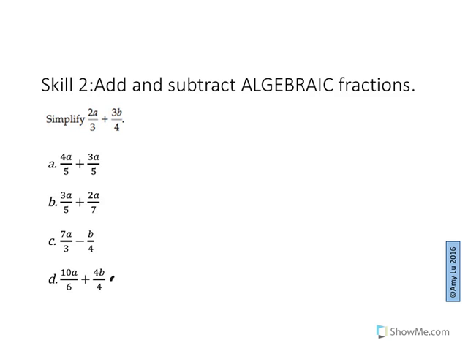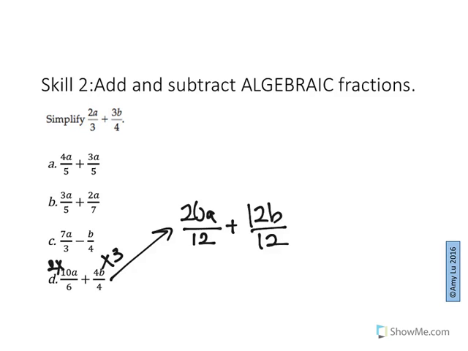And then finally the last one, you can work with a common denominator of 24, but I will work with the lowest common multiple, which is 12. So I multiply 10a by 2, which makes 20a, and I multiply 4b by 3 to get 12b. I cannot combine 20a and 12b. They are not like terms. So I leave it as is, 20a plus 12b over 12.